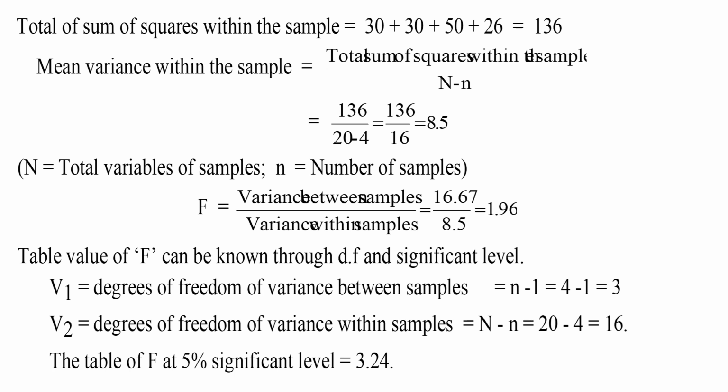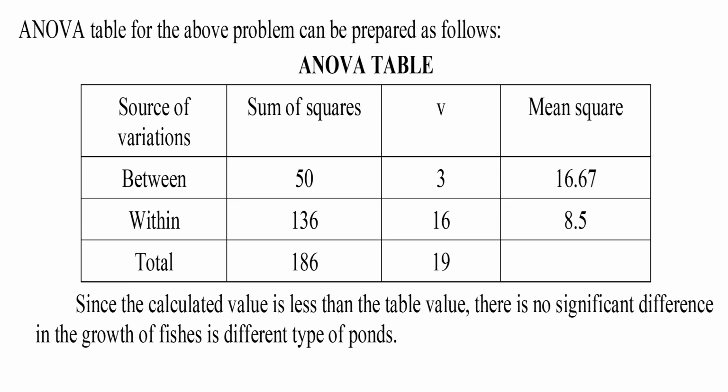F equals 1.96. The table value of F can be known through degrees of freedom and significant level. V1 equals degrees of freedom of variance between samples equals n minus 1 equals 4 minus 1 equals 3. V2 equals degrees of freedom of variance within samples equals N minus n equals 20 minus 4 equals 16. The table value of F at 5% significant level equals 3.24. The ANOVA table for the above problem can be prepared as follows. Since the calculated value is less than the table value, there is no significant difference in the growth of fishes in different types of ponds.